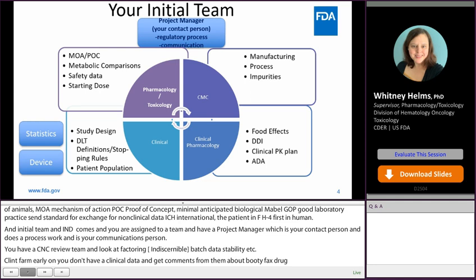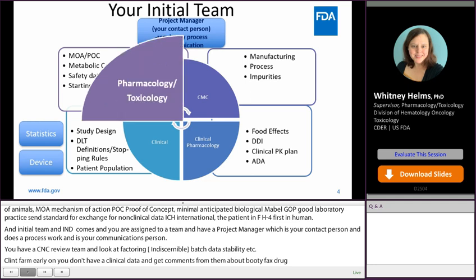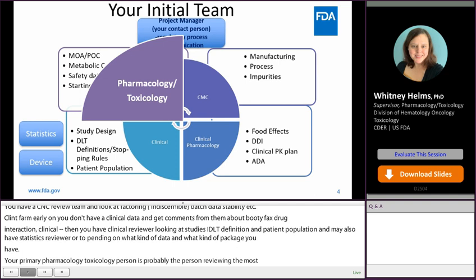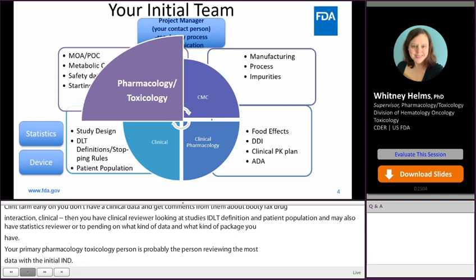But your primary pharmacology toxicology person is probably the person reviewing the most data with that initial IND. The PharmTox review team looks at the mechanism of action and proof of concept, sometimes metabolic comparisons to help support your species selection for your tox study, all of your safety data, and really determines whether or not you have sufficient data to support your proposed starting dose.